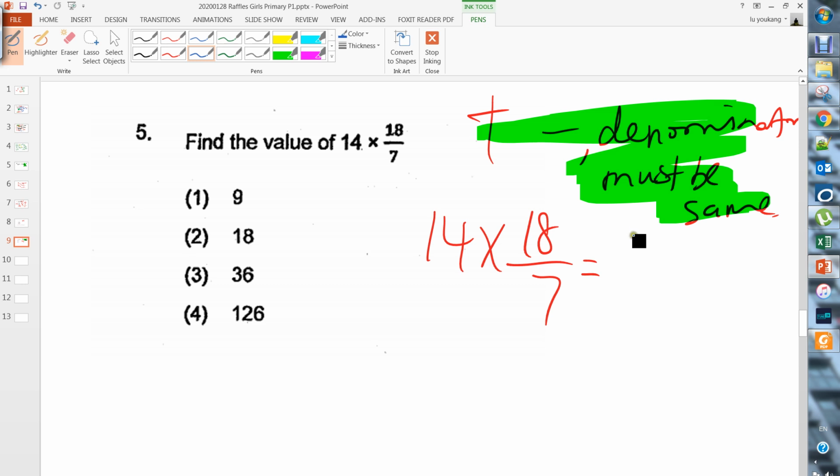14 times 18. And then? Per line, or you can just times. Okay, per line then? Because I usually just times 14 and 18 first. Okay, okay then.